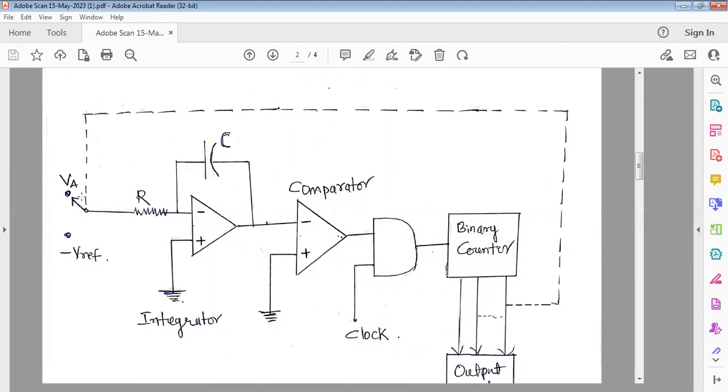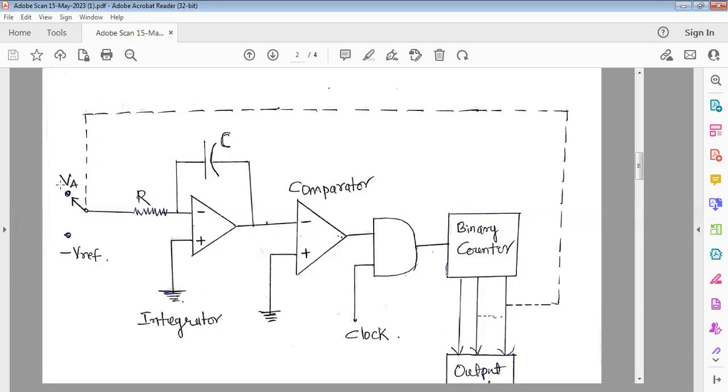But what happens at the end of integration? Once integration is over, this variable terminal is switched over to this minus VRF. Here minus VRF is the reference voltage, and it is connected to the integrator. Now the reference voltage is going through this integrator, and since it is a negative reference voltage, the output of this integrator is integrated in the positive direction.